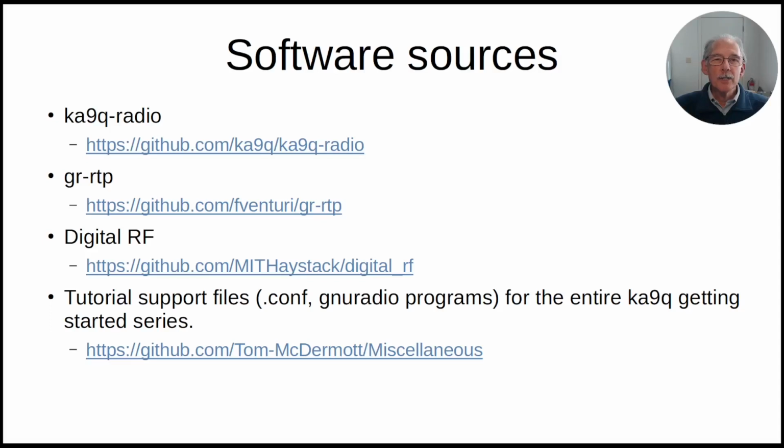Software sources: ka9q radio is available from Phil Karn's GitHub. The GRRTP out-of-tree module for gnuradio is from Franco Venturi's GitHub, and the DigitalRF module is from the MIT Haystack GitHub. Support files for this tutorial, that are the configuration files and some of the gnuradio application files, are available on my GitHub in the Miscellaneous section.